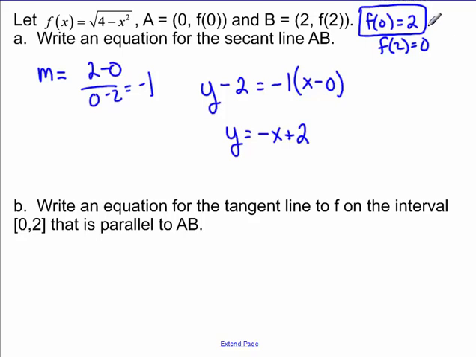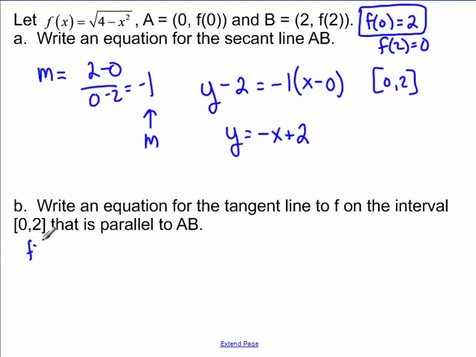Now we need to write the equation for the tangent line to f on the interval that is parallel to AB. So I have my secant line here, AB, where this is the slope. So I need to write the equation of the tangent line. So that's using our mean value theorem. Since this function is continuous and differentiable over our interval from 0 to 2, we know that I'm going to have a tangent line that's parallel to this secant line. So I have the same slope.